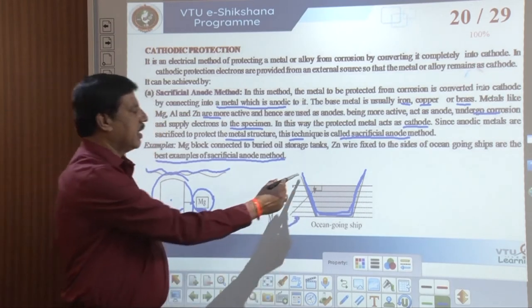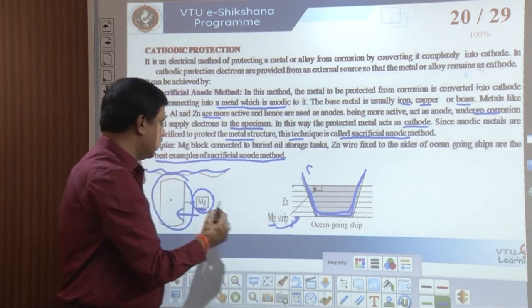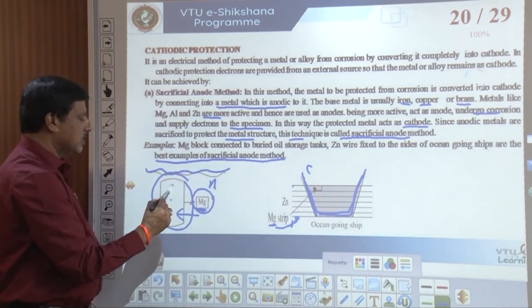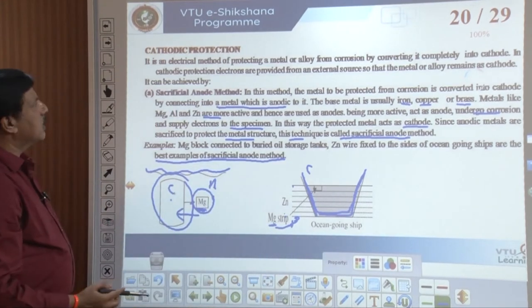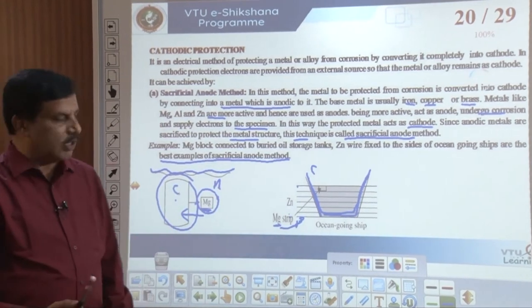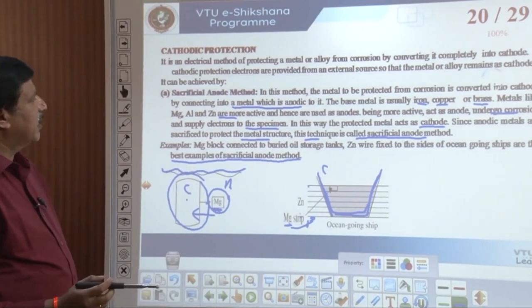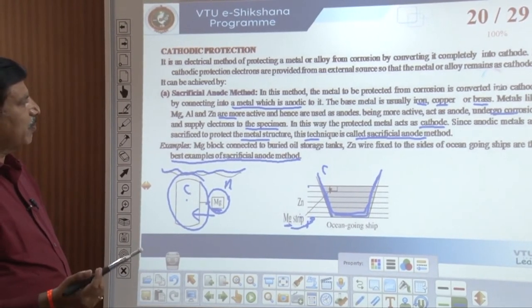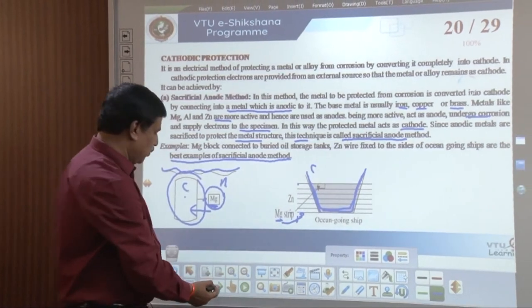So, this acts as a cathode, this acts as an anode. Here, this acts as an anode, this acts as a cathode. So, this is cathodic protection, the sacrificial anodic method. In this method, the metal to be protected from corrosion is converted into a cathode.